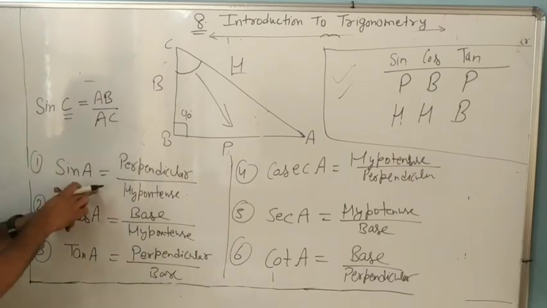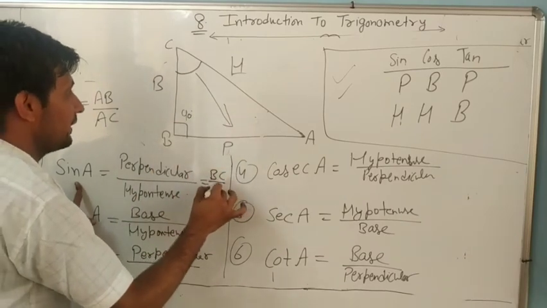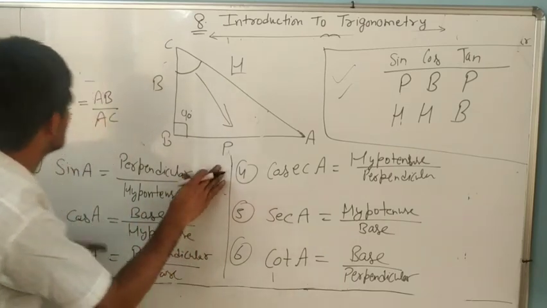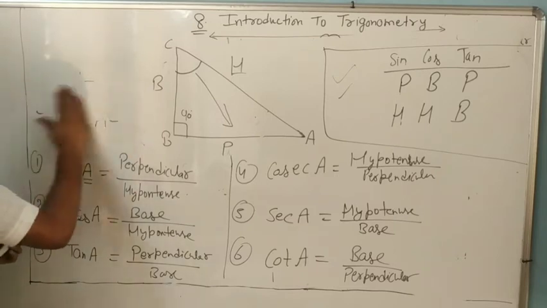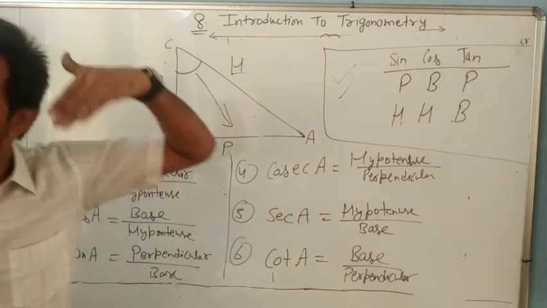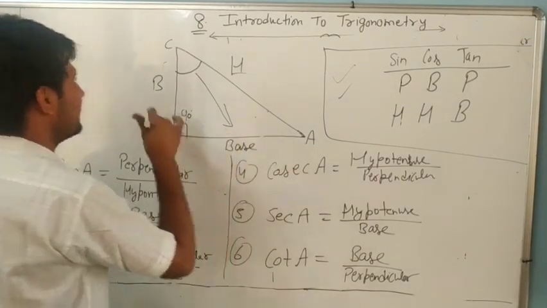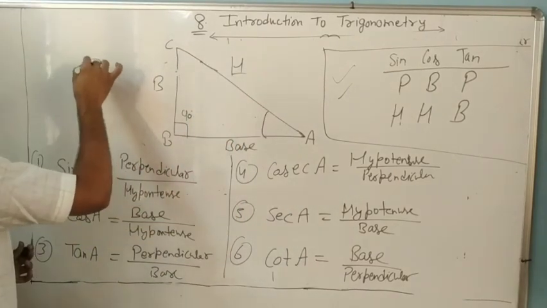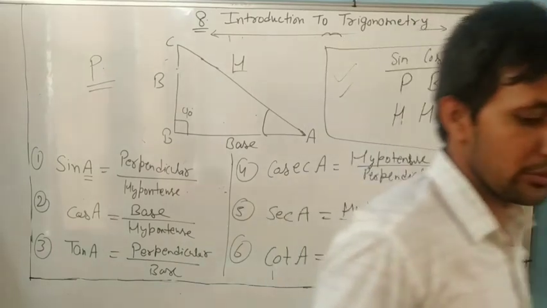But sin A is BC divided by AC. Both are different, right? So don't be confused with the angle. Always focus on the angle asked by the examiner. And think of only one thing: opposite of the angle is perpendicular, and the hypotenuse is always opposite the right angle. Here we discuss angle A, so it is perpendicular. Our point, happy biscuit, and sin cos tan. Always remember, note it down.